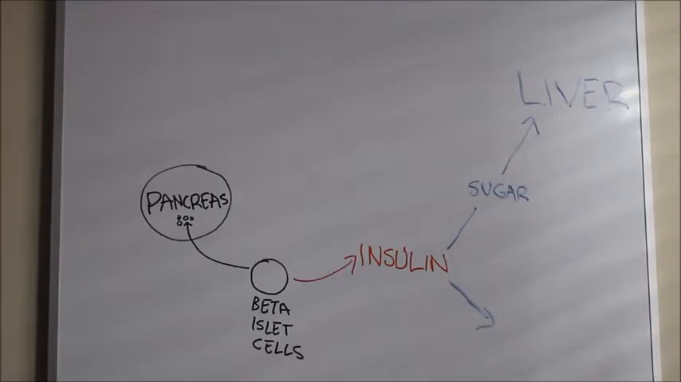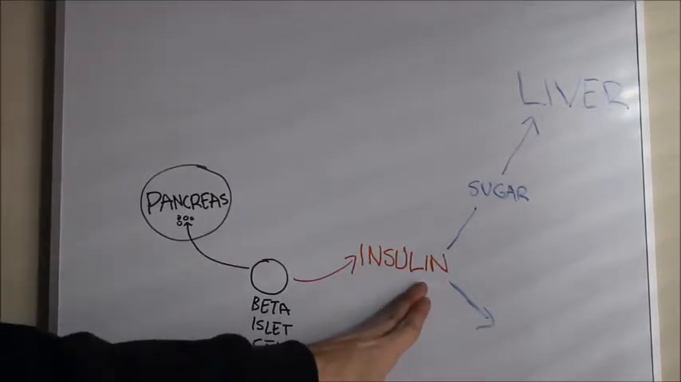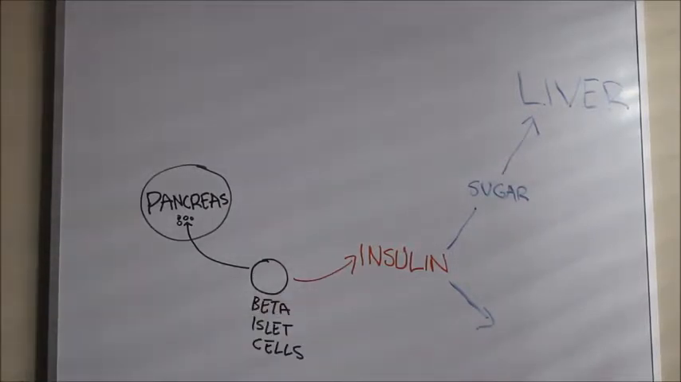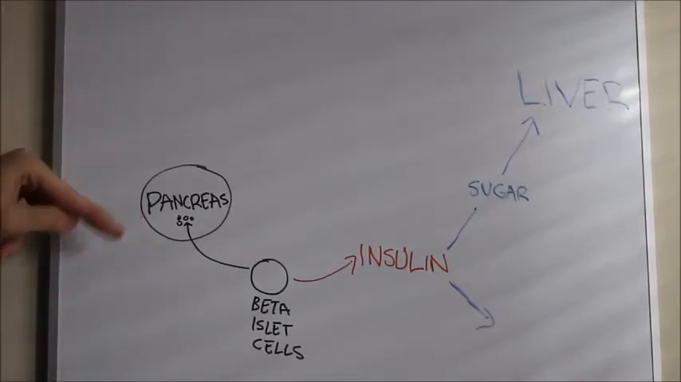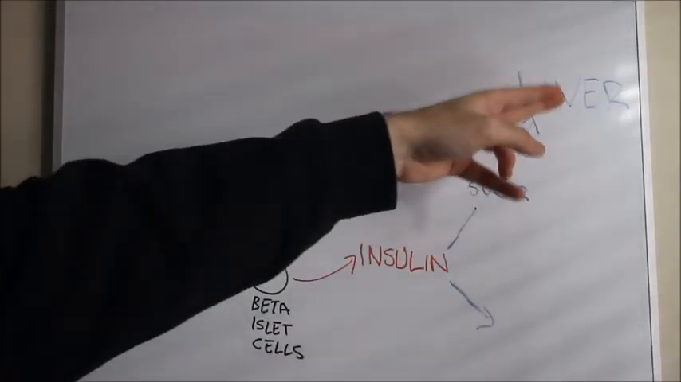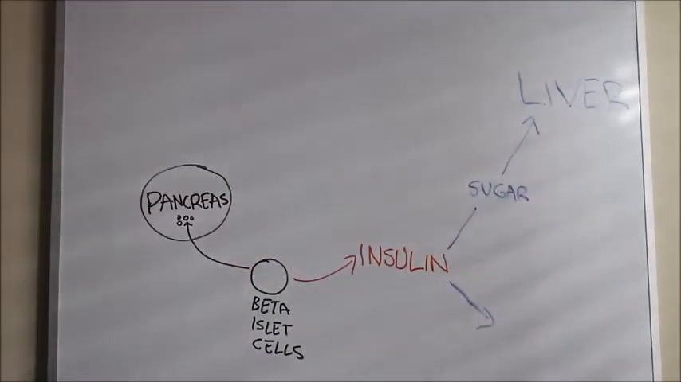And this is where what we call insulin comes into play. Insulin is produced by the beta islet cells which come from our pancreas. Insulin is needed to guide the sugar to different parts of the body. When blood sugar levels are too high, insulin sends the sugar to our liver. As the blood sugar levels decrease, our body needs that sugar, so insulin will send it to the different parts of the body.